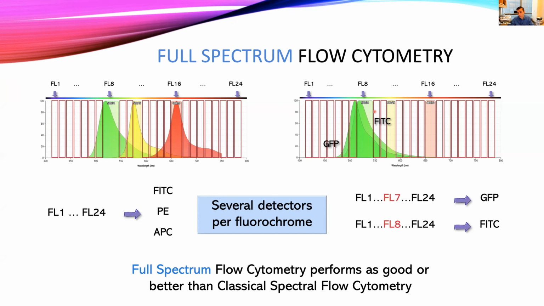So you can see that, using this channel, this filter that we would use in classical flow cytometry, it would be very hard to distinguish between these two fluorochromes simply because they're green fluorochromes, and most of their emission will be in this range. Now, looking at all of the detectors that can measure FITC and GFP, you can see that their spectra are actually slightly shifted, and that can be enough information for full spectrum flow cytometry to distinguish between these two.